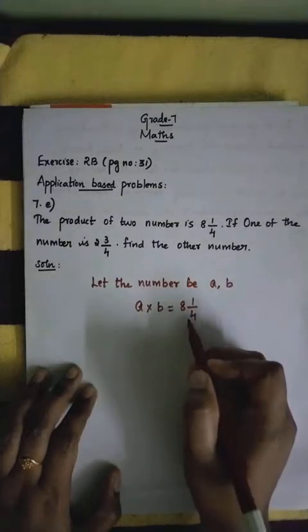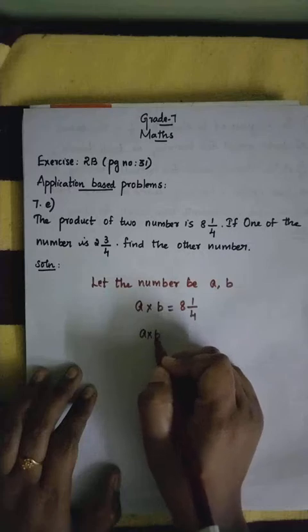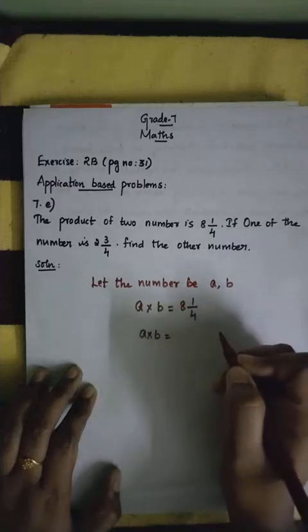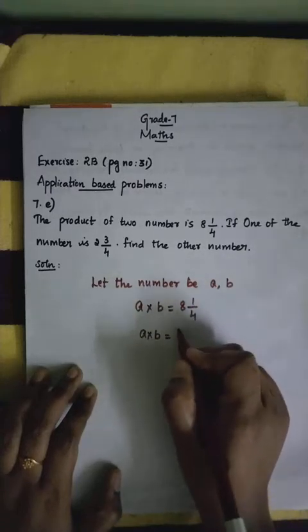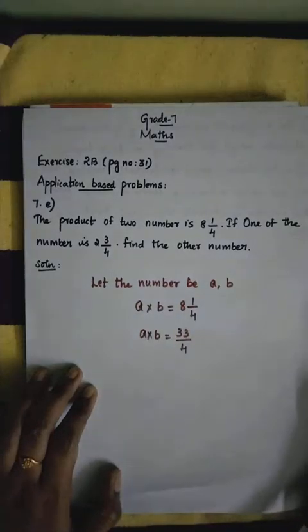First convert this mixed fraction into an improper fraction. So a into b is equal to 8 4s are 32, 32 plus 1, 33 by 4. So a into b is 33 by 4. The product of the two numbers is 33 by 4.